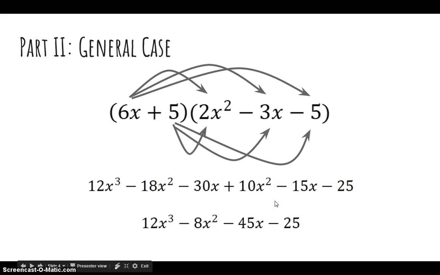Okay? So really, this general case is just the FOIL method, except it doesn't have an acronym to go along with it. But you're still just taking each of these terms in our first polynomial and distributing them to every term in the second polynomial.